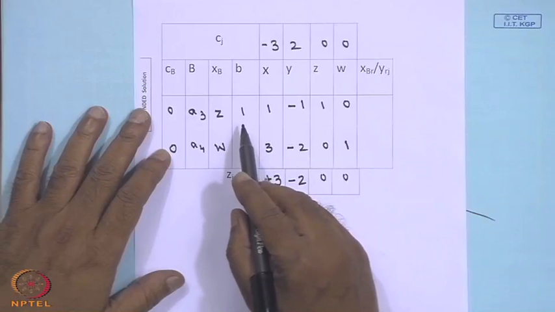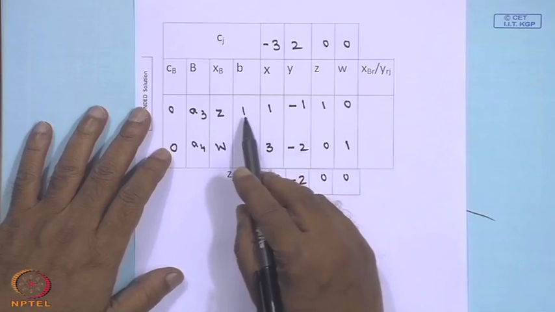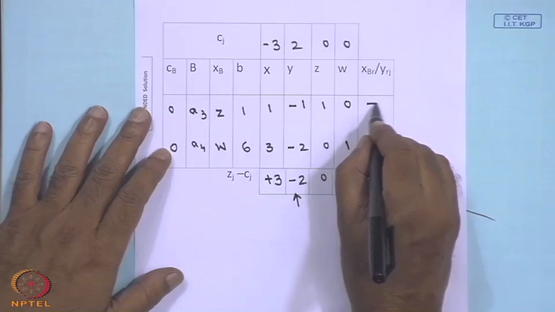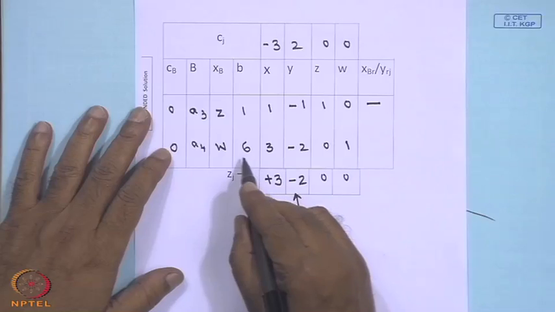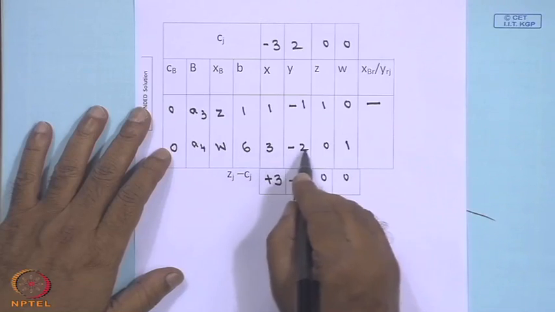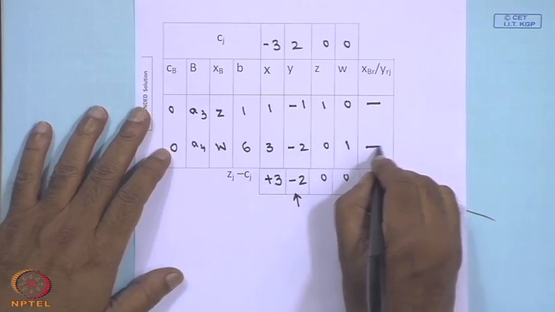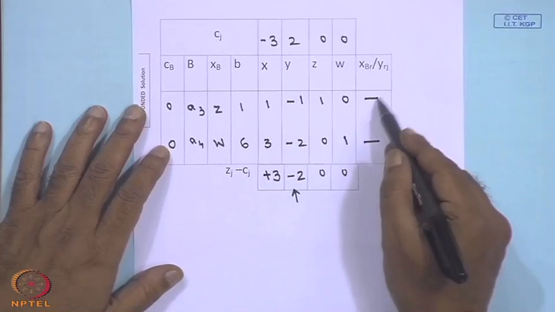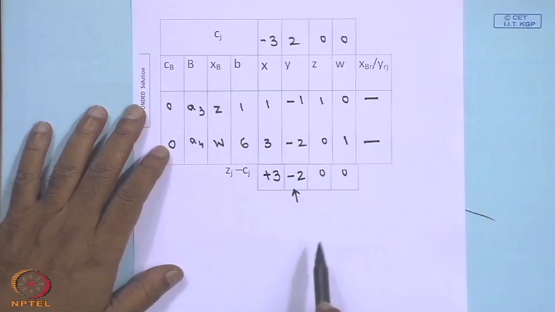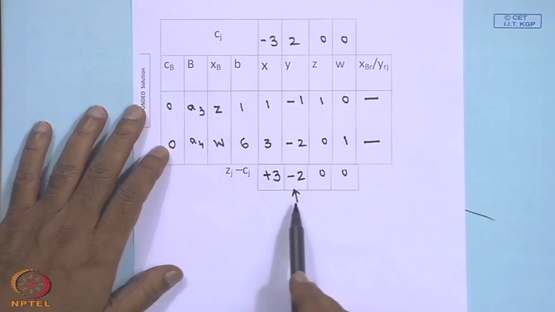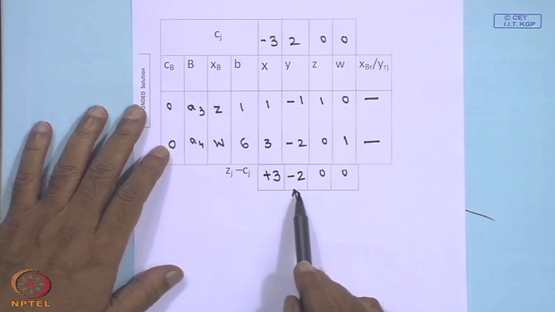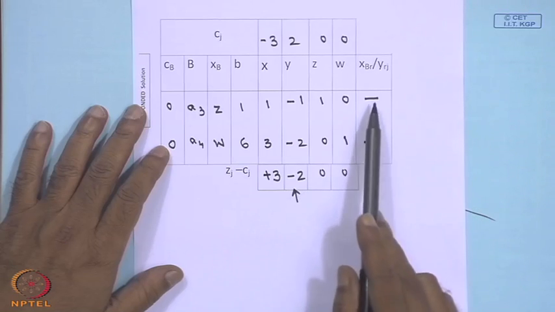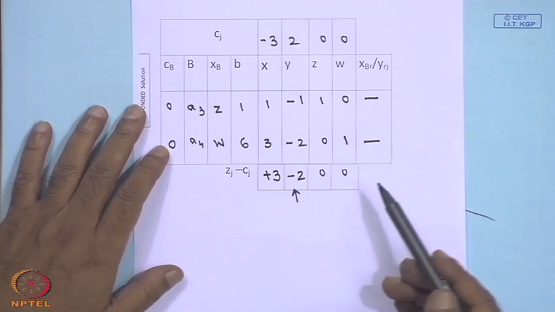Let us calculate what would be the ratio. Whenever you are going to calculate the ratio, please see b by y value: 1 by minus 1 is a negative value, we cannot take. For the second row, b is 6 by minus 2, again it is negative. So, you cannot take it because the ratio has to be positive. So, what is happening in this case? The entering vector a 2, or this y, is the most negative, so it should enter, but can you enter this vector a 2? We cannot, because in the ratio we are finding that there is no positive value. What is the meaning?